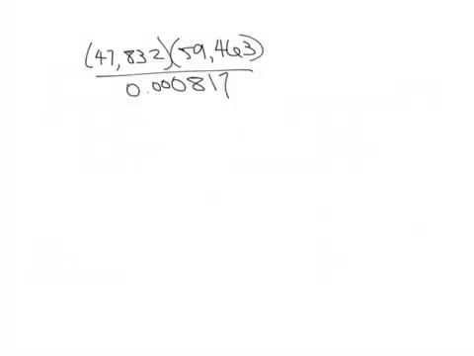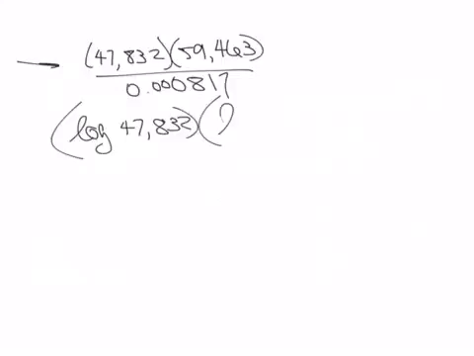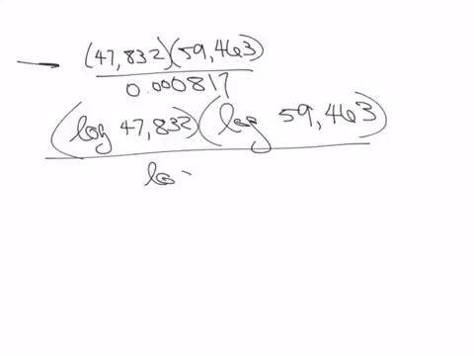You could take your calculator and just multiply this out, but what we're going to do is use logarithms. So this is what we're going to do. We're going to take the log of 47,832 and the log of 59,463 and over the log of 0.000817. Now I know this seems a little bit longer method of doing it, but really when you start getting into logarithms better, this is a very fast way of doing it when you get into some other things.